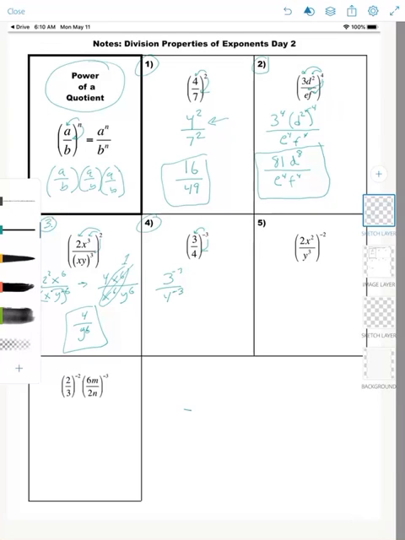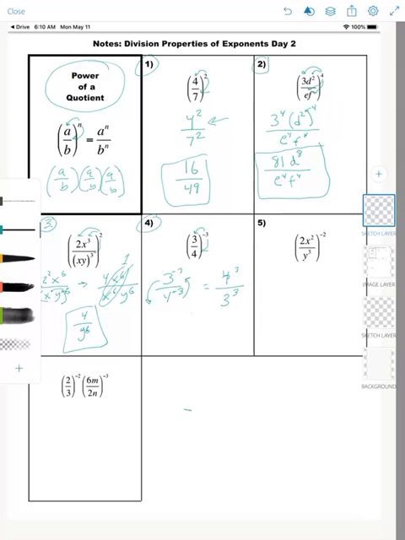Now remember, we don't like to leave things with negative exponents, so the 4 to the negative 3 is going to flip to the top and become a positive. This 3 to the negative 3 is going to flip to the bottom and become positive. So we end up with 4 to the third on the top and 3 to the third on the bottom.